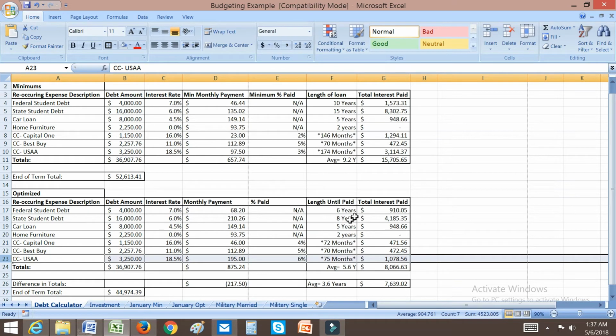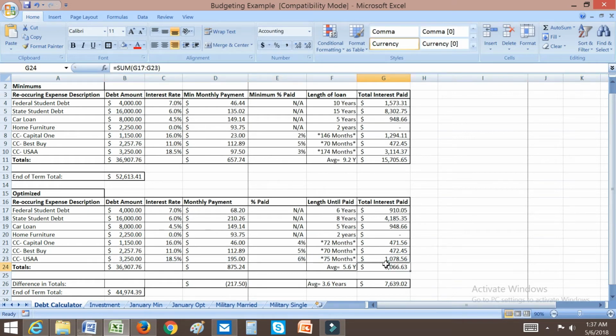And you can see here, instead of $15,000, now we're only paying $8,000. So for $217 extra a month, we're taking off 3.5 years, and we're saving ourselves $7,600. And so by the end of this one, we'll end up paying $44,900 instead of $52,600. So pretty big difference. Didn't really take too much time to set this up.